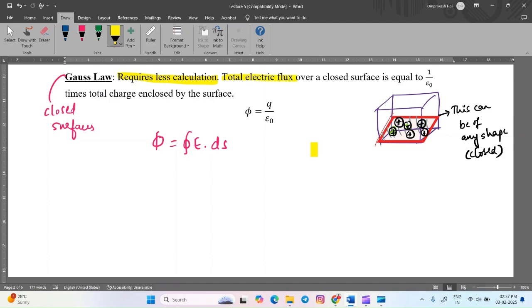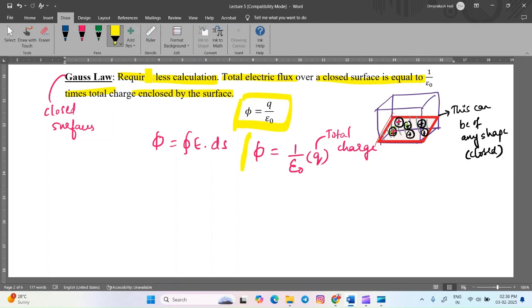Total electric flux over a closed surface is equal to 1 by epsilon times the total charge enclosed by the surface. This is the total charge enclosed by the surface. This contains some charges as mentioned over here. So q is the total charge and phi is the electric flux. So by the statement, phi is equal to q divided by epsilon naught.